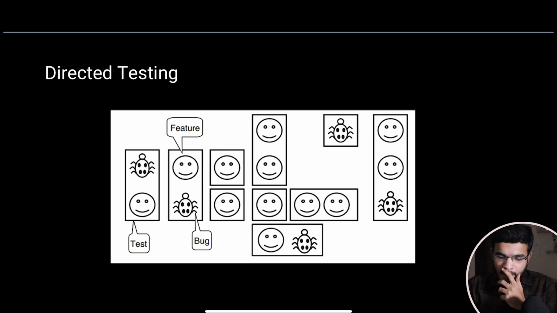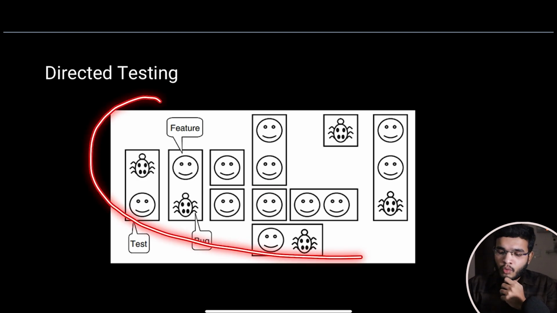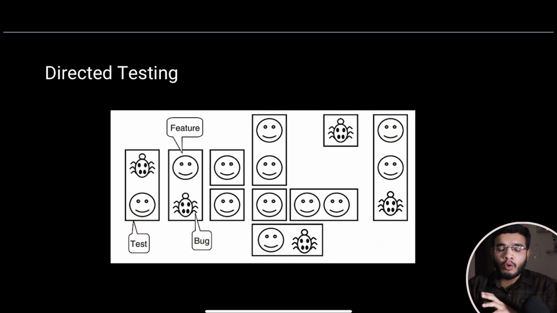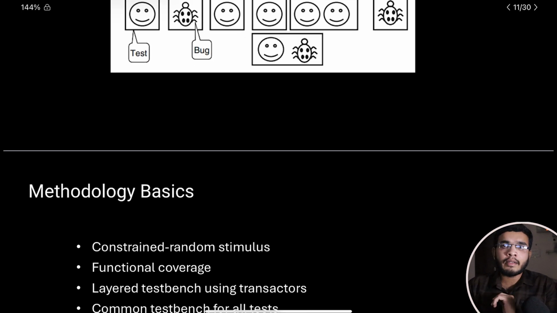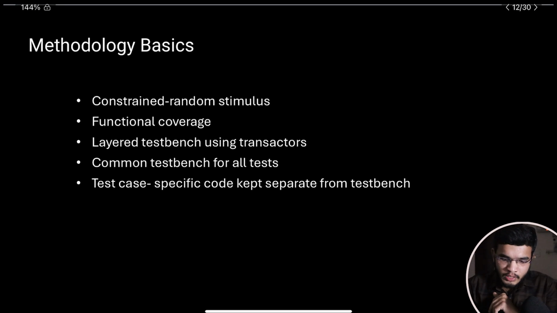If you see this approach, you have an overall design space with certain features in it, and you write certain tests, and you might encounter bugs in a feature. So you need to rectify all these bugs in the feature. You need to write a test to cover all these features and find the bugs. This is simple in directed testing. So we have methodology basics.